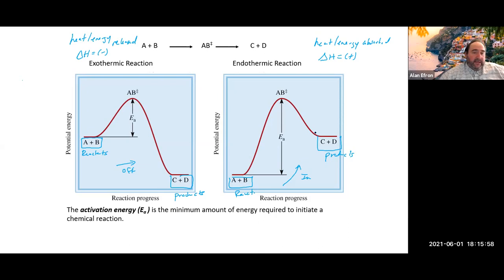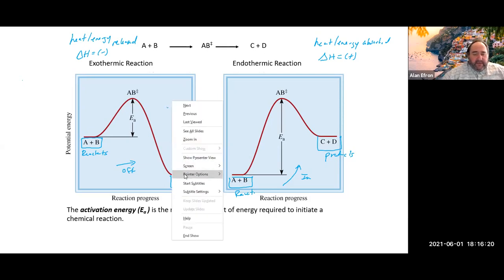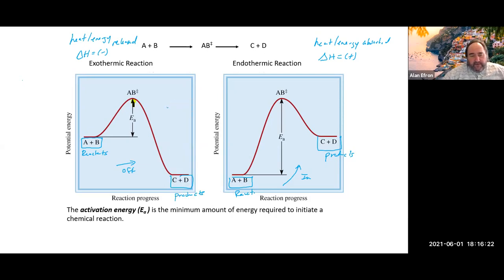Now, when we look at this reaction, there basically is a minimum amount of energy that's required for a chemical reaction to occur, or to initiate a chemical reaction. And that's really this hill here that has to be climbed to get to the other side. If you look at this hill, right here, this is the activation energy.